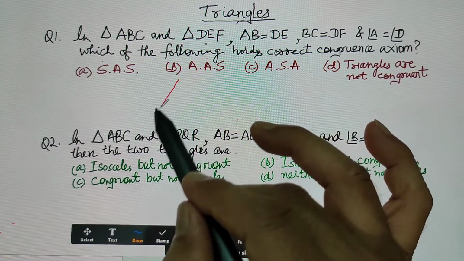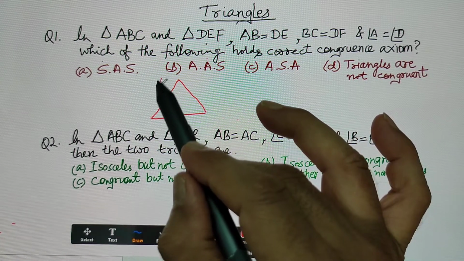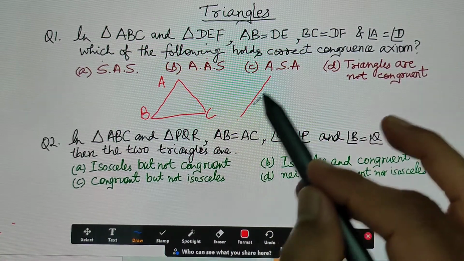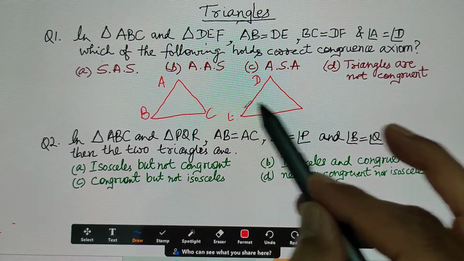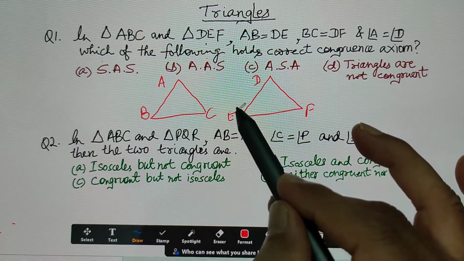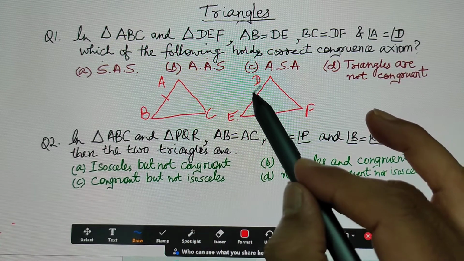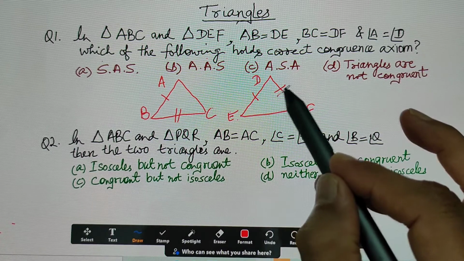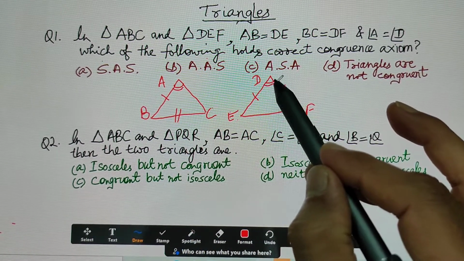Now let us draw the figure for these two triangles. This is triangle ABC. Then we have triangle DEF. Now we have AB which is equal to DE. Then we have BC which is equal to DF, and angle A which is equal to angle D.